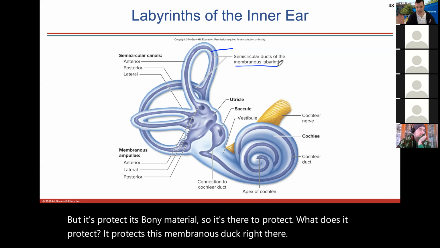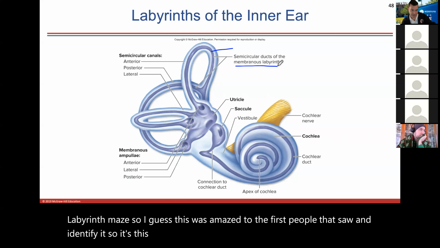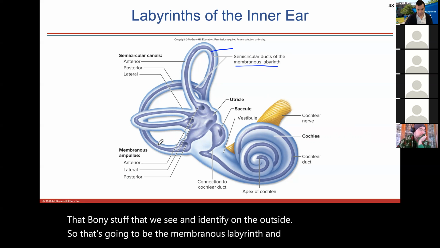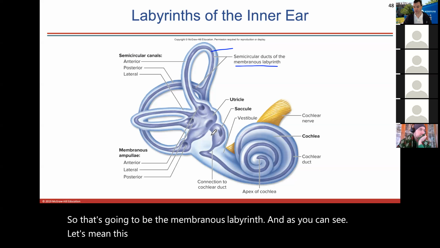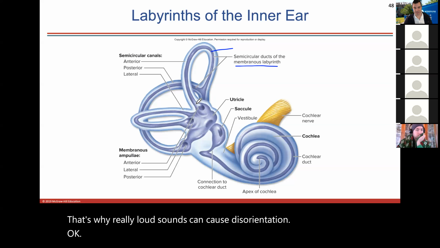Labyrinth, maze. So I guess this was a maze to the first people that saw and identified it. So it's this membranous tube that's inside that bony stuff that we see and identify on the outside. So that's going to be the membranous labyrinth. And as you can see, this whole sucker's connected. That's why really loud sounds can cause disorientation, right? Some dizziness, some vertigo, because you can see that membranous labyrinth right there is connected.